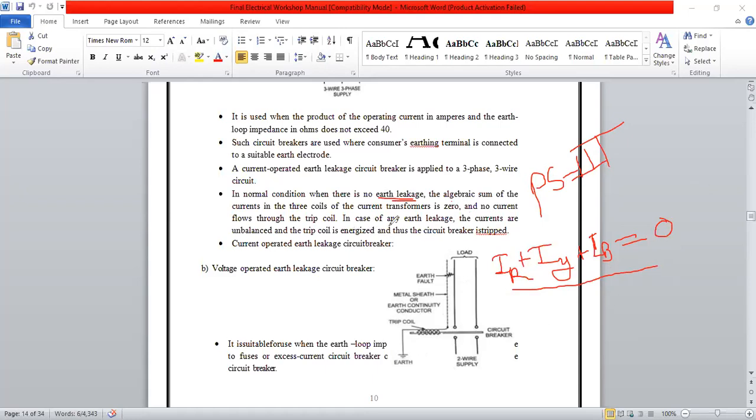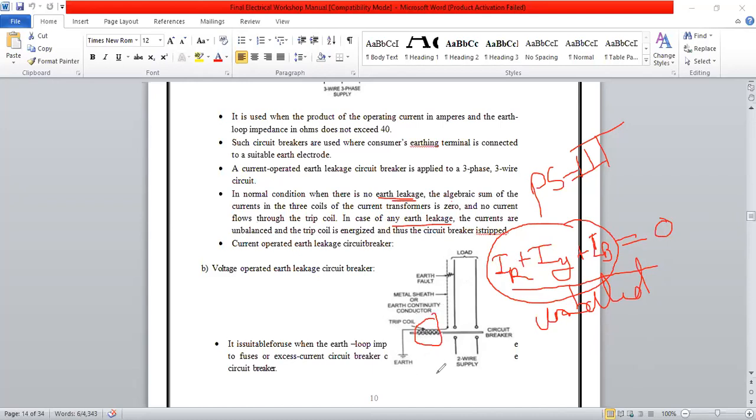Now in case of any earth leakage, the currents are unbalanced. म्हणजे हे जे काही करंट आहेत all 3 phase मधून फ्लो होणारे करंट, these currents get unbalanced. That means not a balanced current, unbalancing will happen. So due to that unbalancing, the sum is not equal to 0, and some current will flow through that earth trip coil, and then the trip coil will get energized. Okay, and the circuit breaker can be interrupted. Trip coil काय होईल, energize होईल.